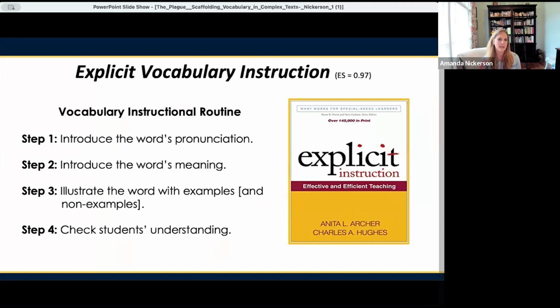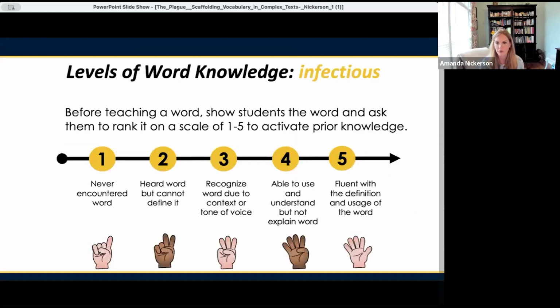So we're going to begin by introducing the word's pronunciation. We'll introduce the word's meaning. We'll illustrate the words with examples and non-examples, and then check for students' understanding. And so I want to take you through what this might look like. I might start by assessing levels of word knowledge of infectious.